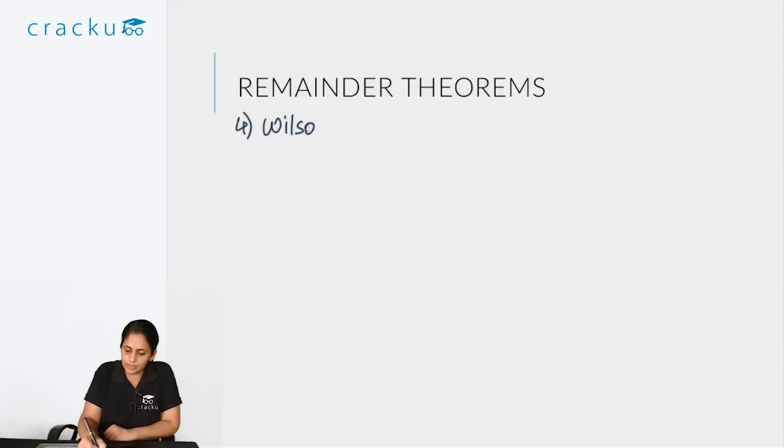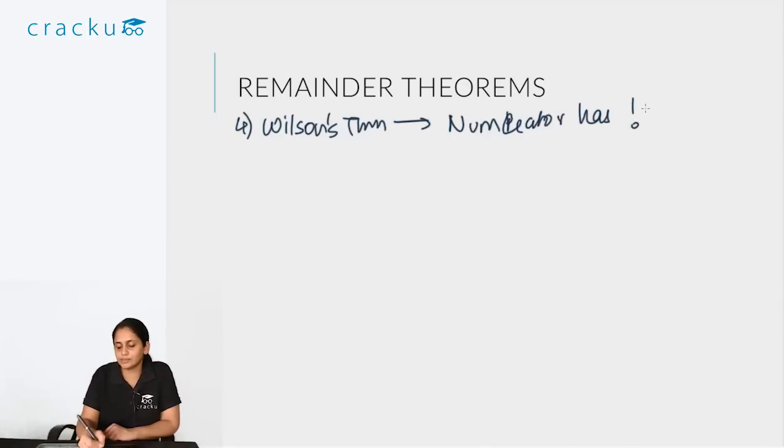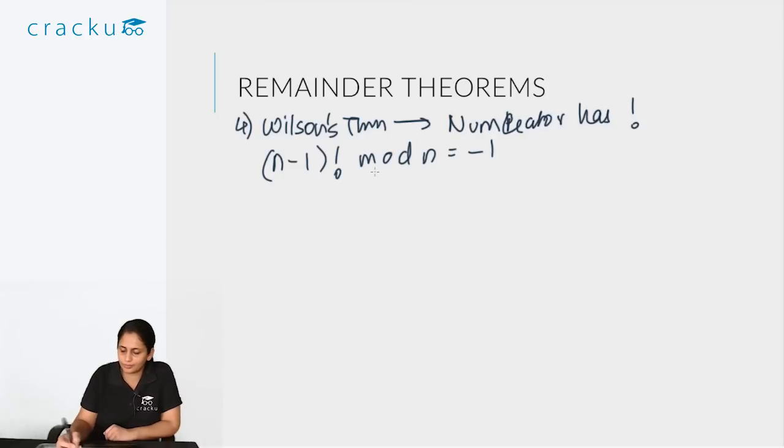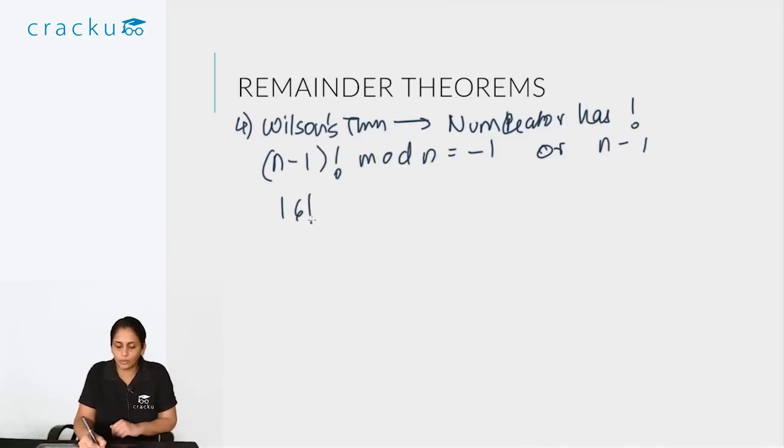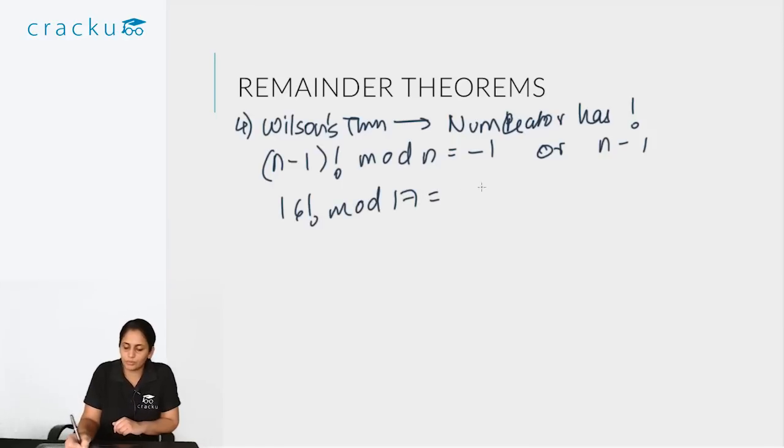So when should you think of Wilson's theorem? You should think of Wilson's theorem if your numerator has a factorial in it. So basically, what does Wilson's theorem say? Wilson's theorem says that if n is a prime number, then n minus 1 factorial mod n is equal to minus 1. You know that minus 1 is another way of representing n minus 1, so you can say it is n minus 1, or you can say it is minus 1. For example, 16 factorial mod 17 is equal to minus 1 or 16.